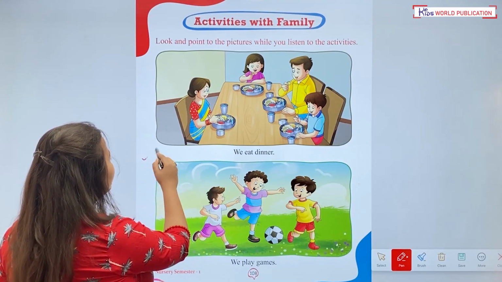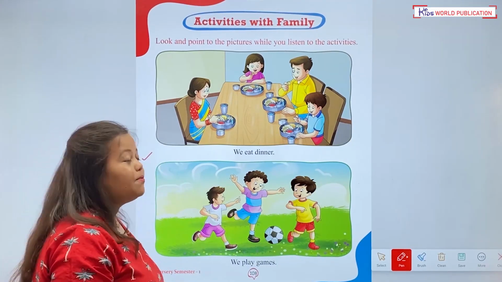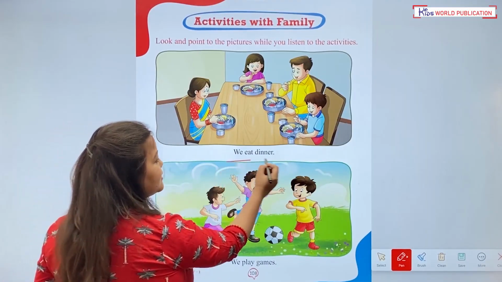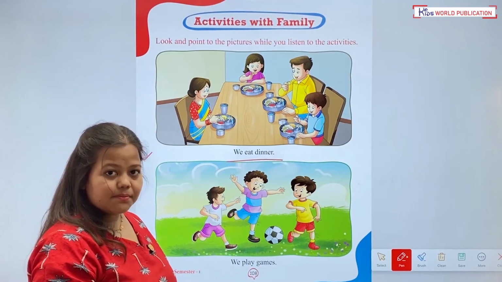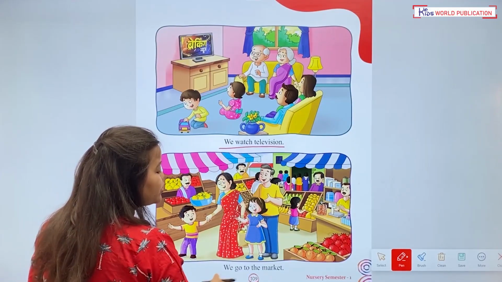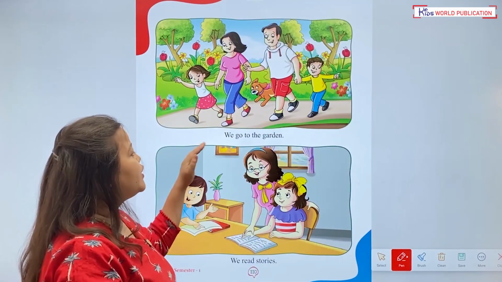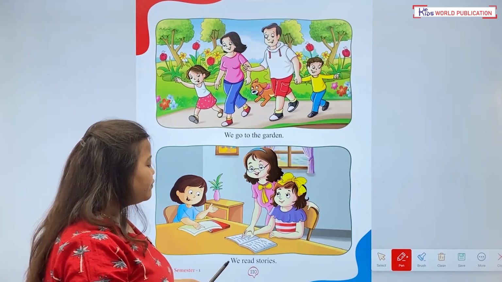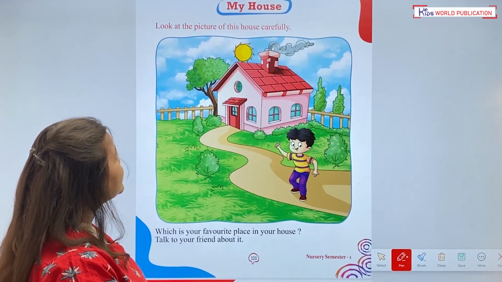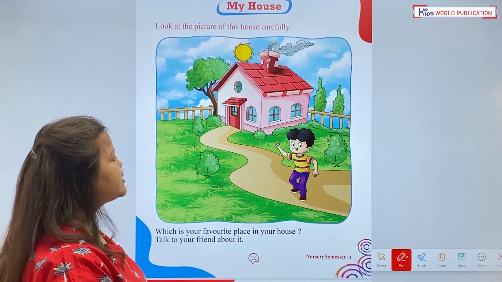So kids, we will learn some activity names which we do with our family members. We eat dinner, we play games, we watch television, we go to the market, we go to the garden, we read stories. My house. Look at the picture of this house carefully.